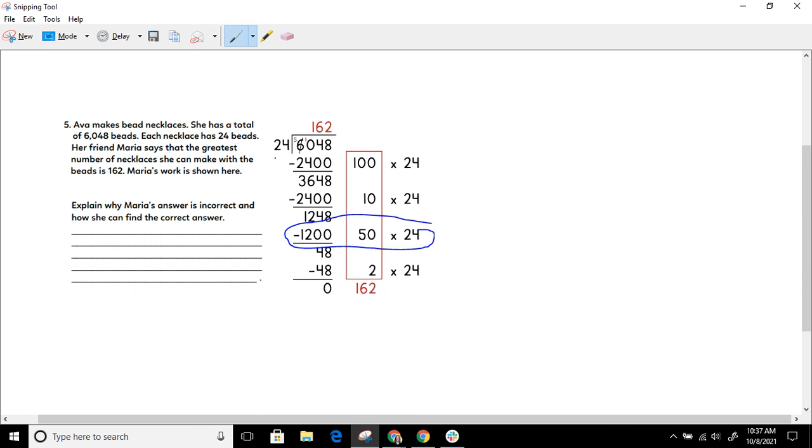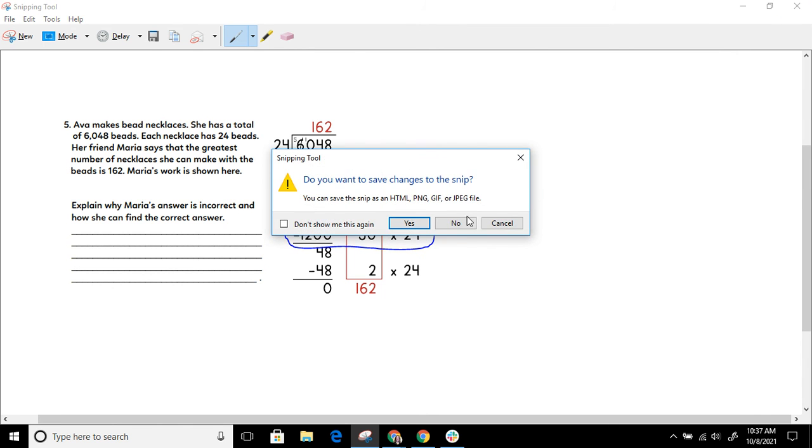So what you're going to want to do is solve this and see how that part that I've circled is wrong and how to fix it. What should that be? Okay, and then you'd explain that in the lines here below. You'd explain why she's incorrect and how you would fix her answer. All right, so that's how you do number 5.